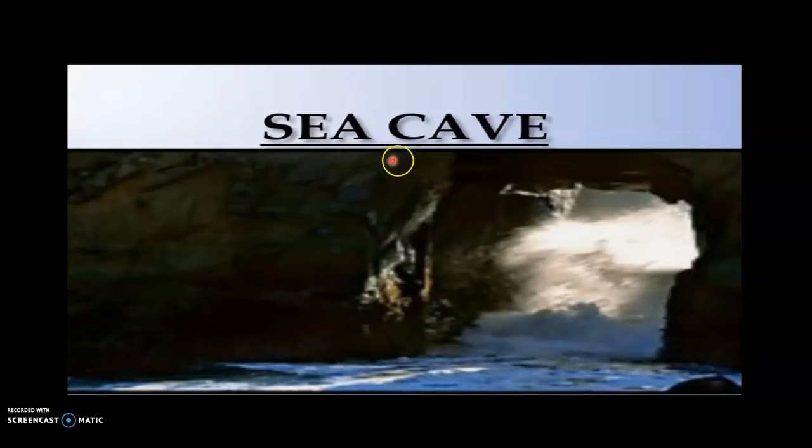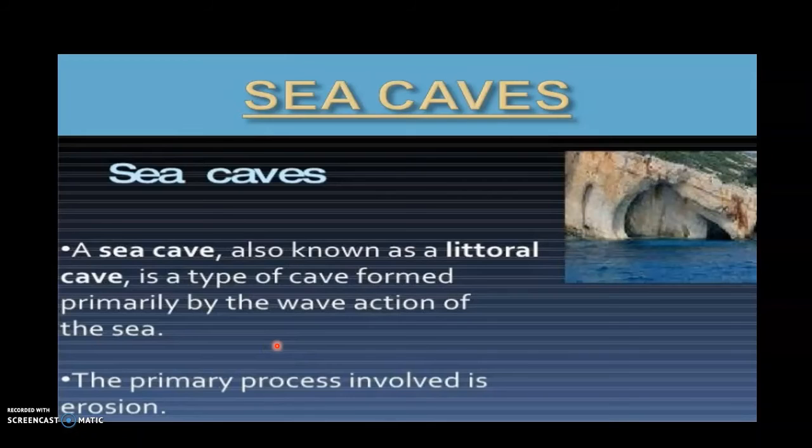So the first one is sea cave. Hollow-like caves are formed on the rocks. They are called sea caves. A sea cave, also known as a littoral cave, is a type of cave formed primarily by the wave action of the sea. The primary process involved is erosion. This is the picture of sea caves.